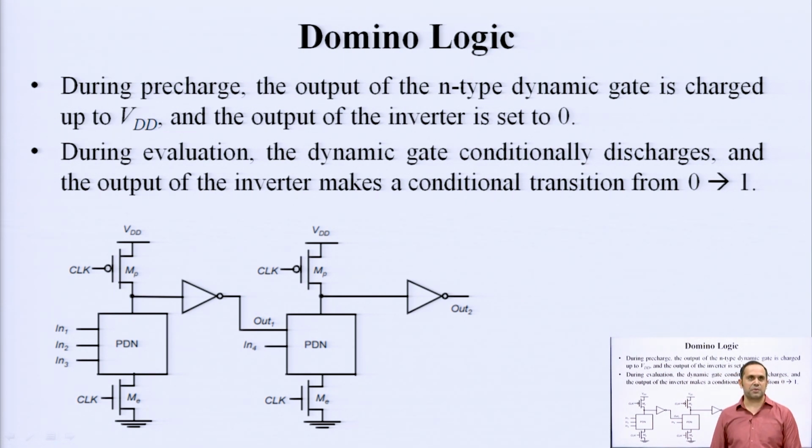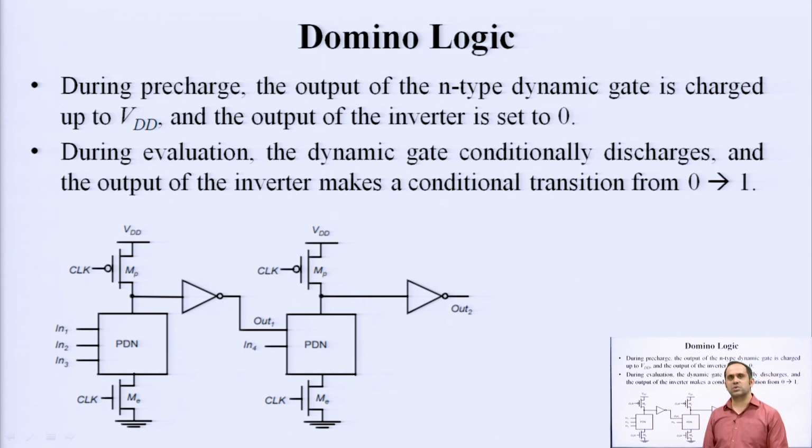This is again a brief summary of the working which I have just explained. So, during pre-charge, the output of the N type dynamic gate is charged up to VDD, the standard procedure, and the output of the inverter is set to 0. Okay. And during evaluation, depending upon the logic which you are testing, conditionally your gate can discharge. Well, there is nothing to discharge at the input, okay, because it is already logic 0. Either it can discharge or the output of the inverter can make a conditional transition from 0 to 1. So, that is the only possible transition left.